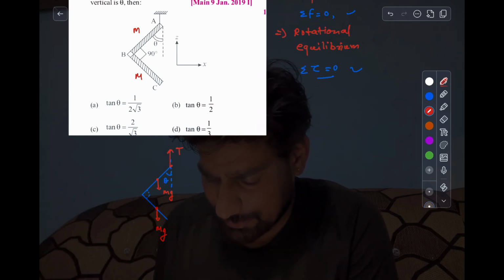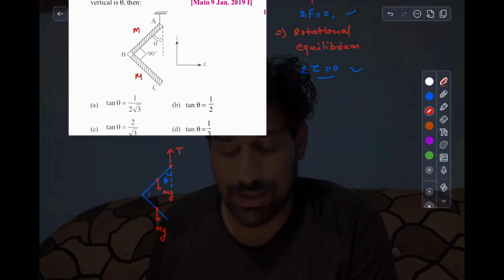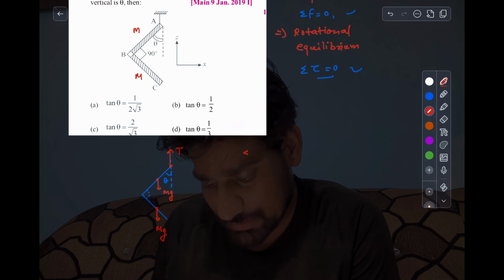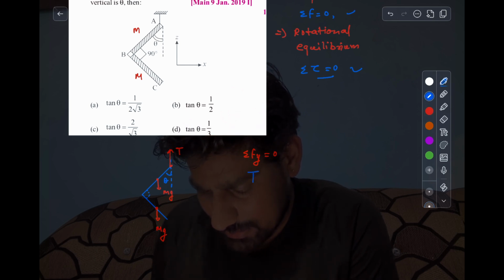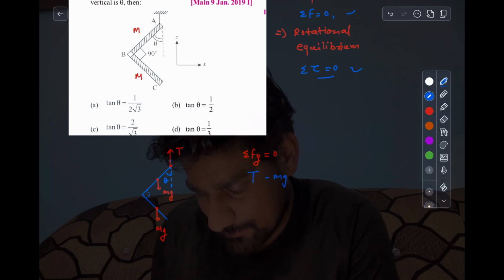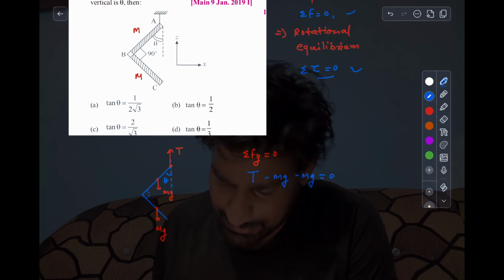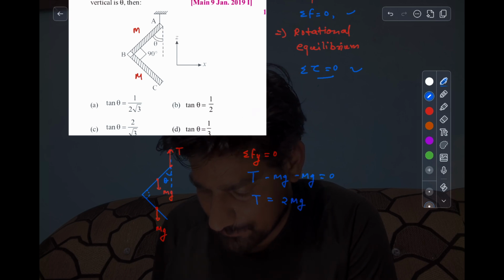If we look in the y direction, there is equilibrium in the y direction, so the net force in the y direction must be zero. Taking the upward direction force as positive, T minus 2mg must be zero. So from here I can say that T is equal to 2mg. This is one relation I am getting.